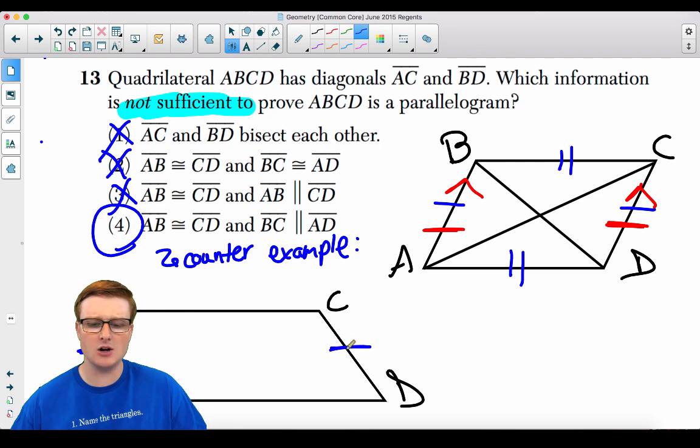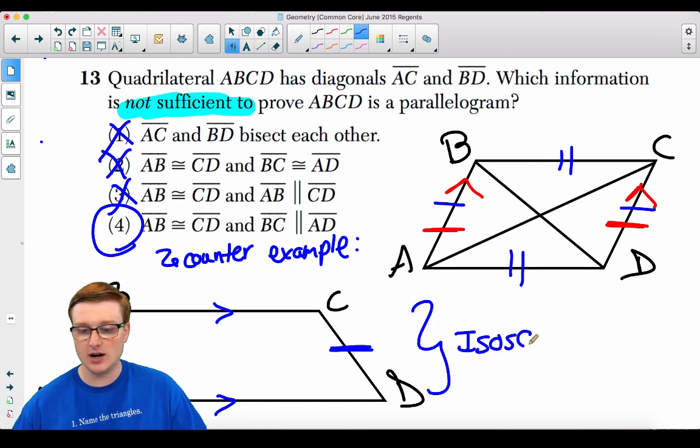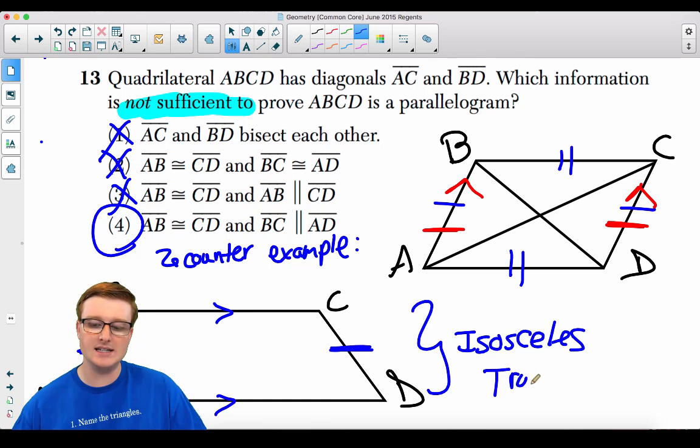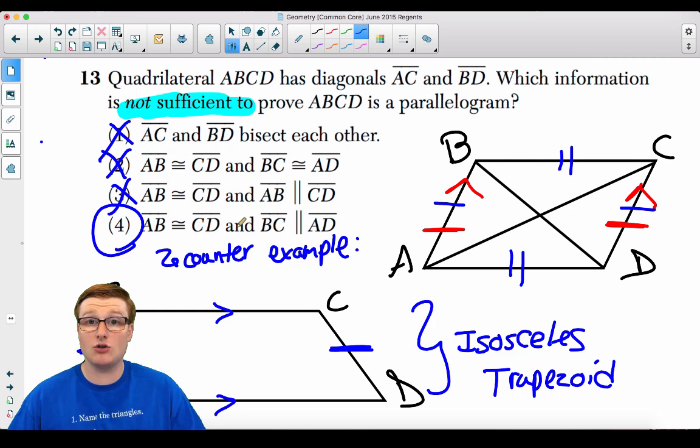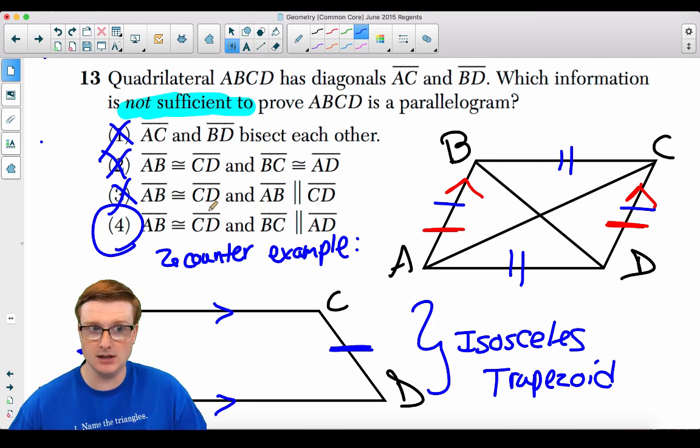So AB is congruent to CD and BC is parallel to AD. That's true for the isosceles trapezoid. So choice 4 is not enough information to prove this to be a parallelogram because by definition, a parallelogram is a trapezoid, but a trapezoid is not a parallelogram. So that's why it's going to be choice 4.